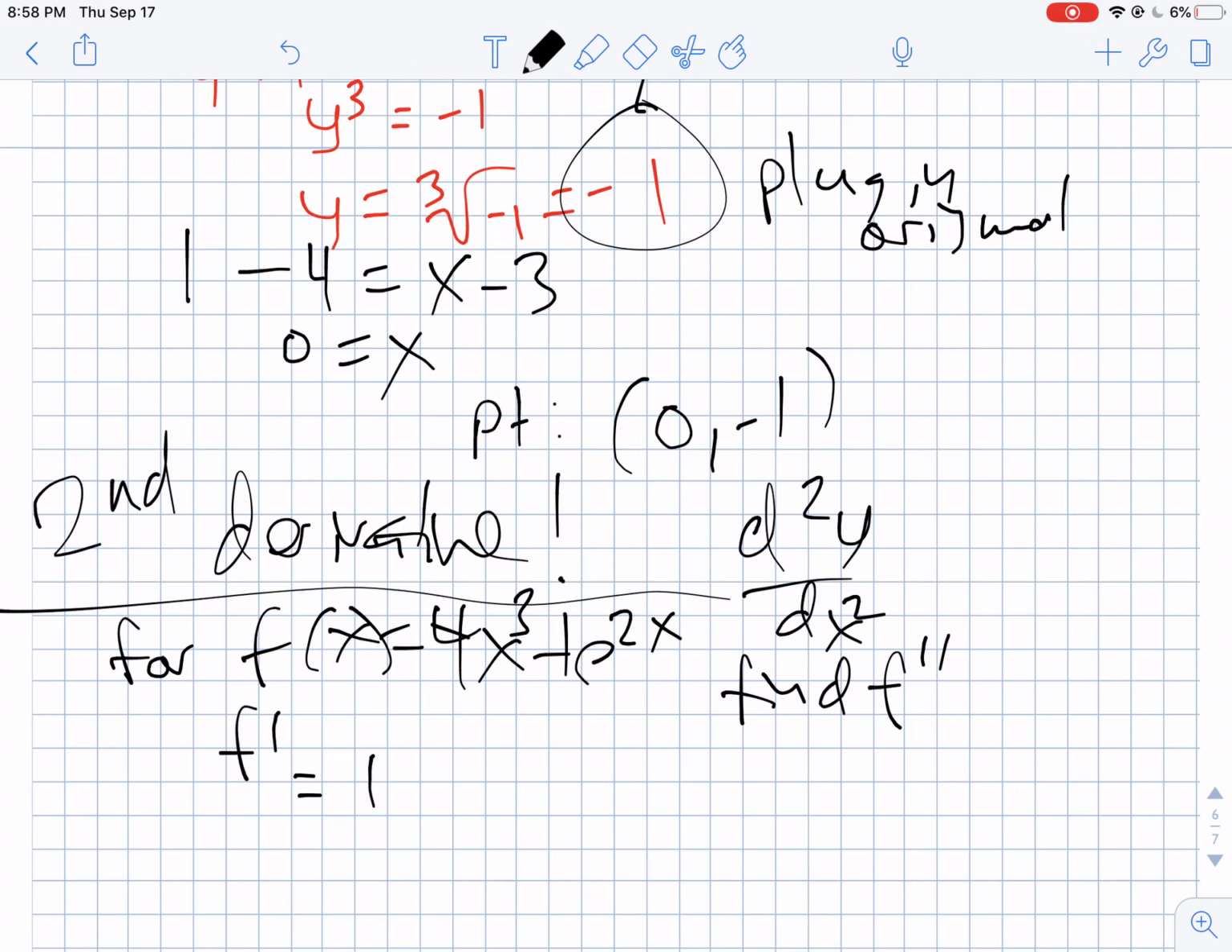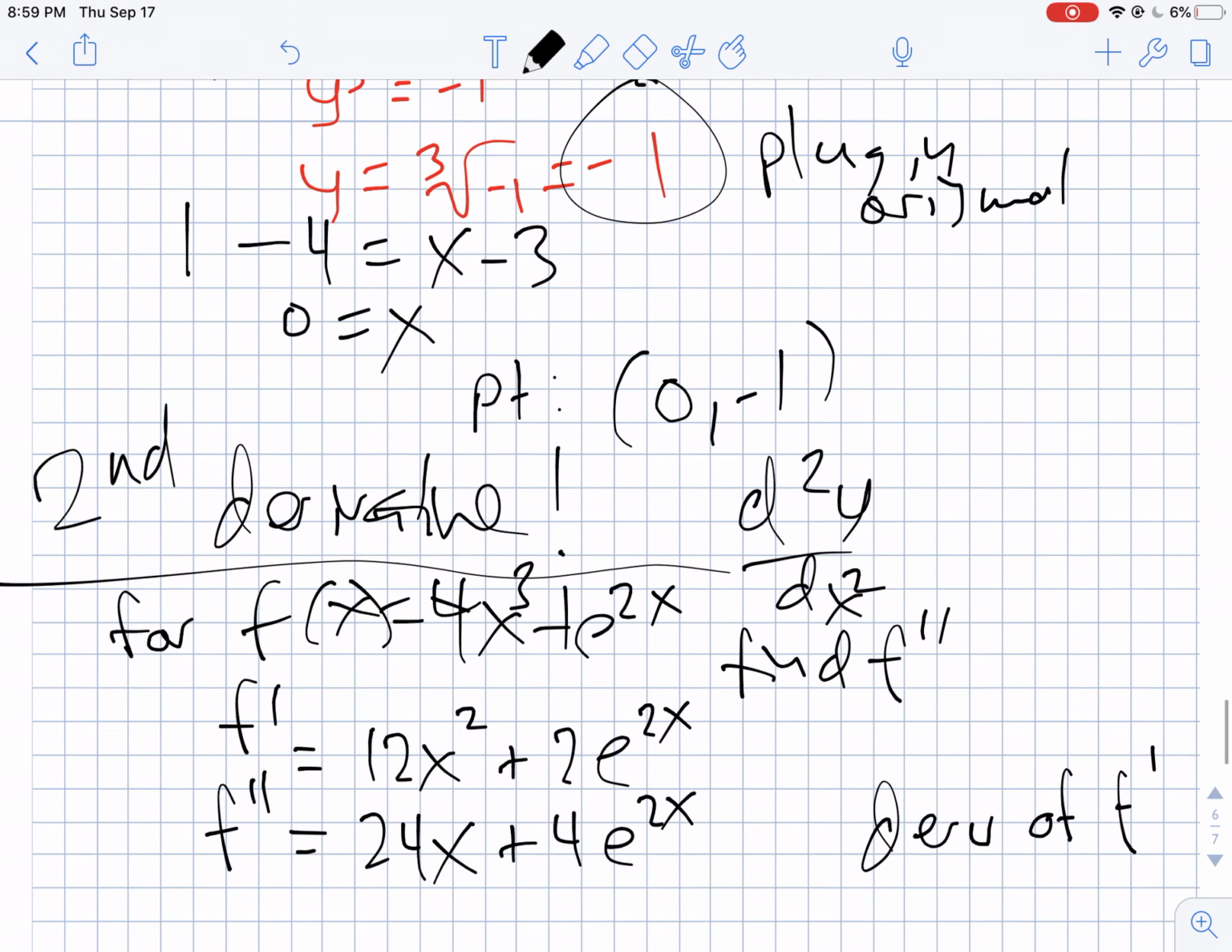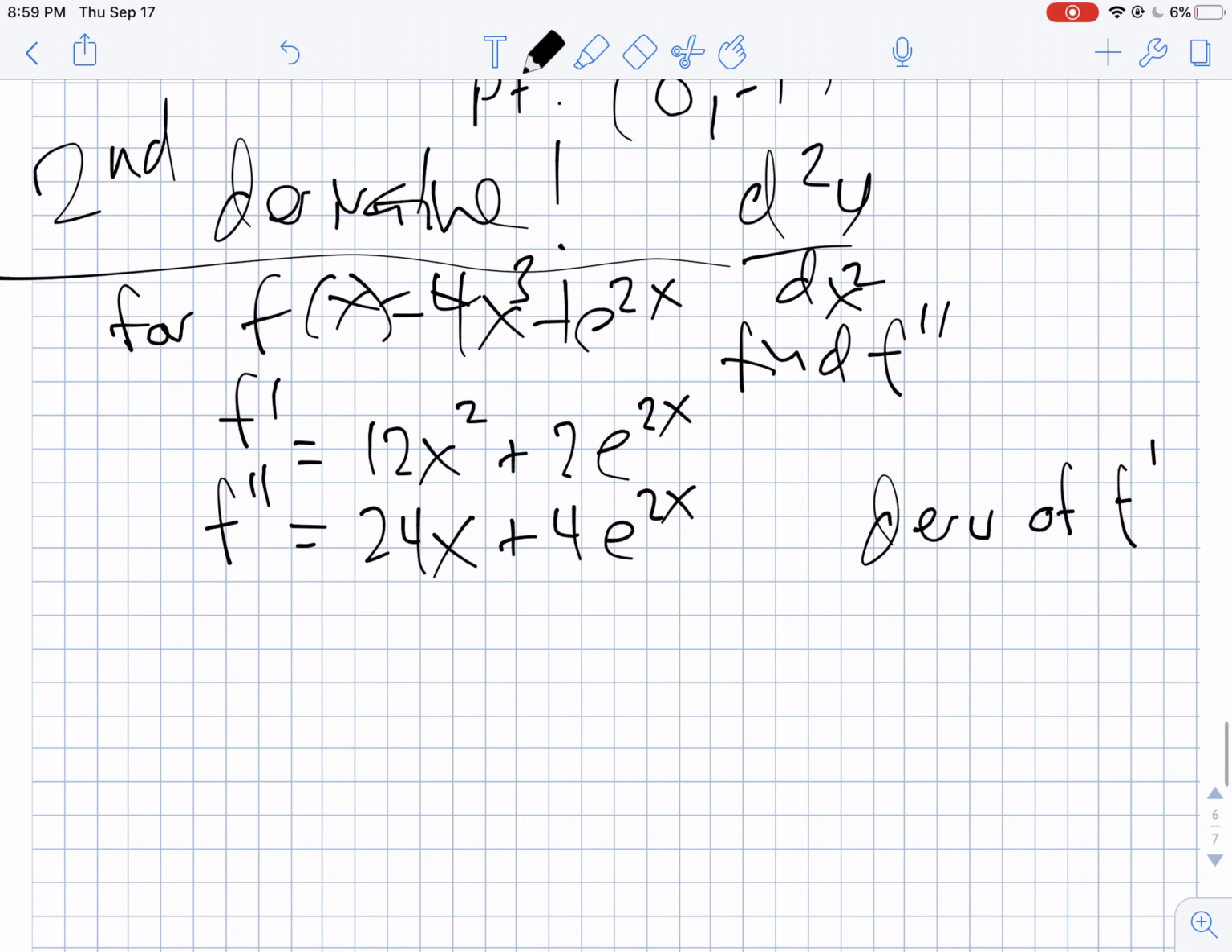F prime is 12x squared plus 2e to the 2x. So then when we take our second derivative, that is the derivative of f prime. So the derivative here is 24x plus 4e to the 2x, right? Just the derivative of the first derivative. And we're actually going to do the same thing here.